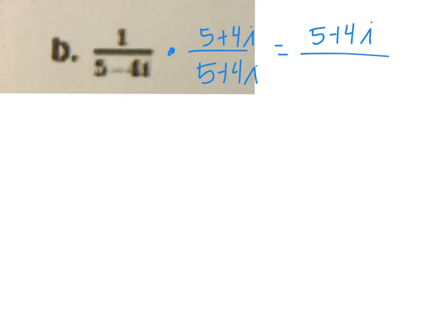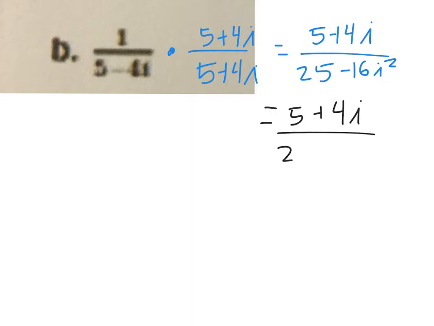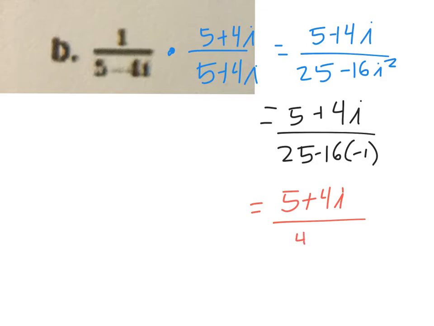And then the denominator, we're multiplying conjugates. So 5 times 5 is 25. Negative 4i times 4i is negative 16i squared. So that gives 5 plus 4i over 25 minus 16 times negative 1, which gives 5 plus 4i over 40.